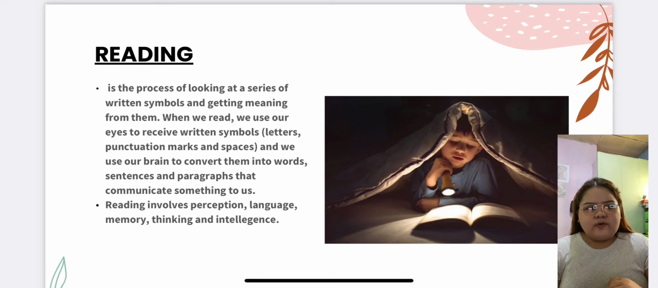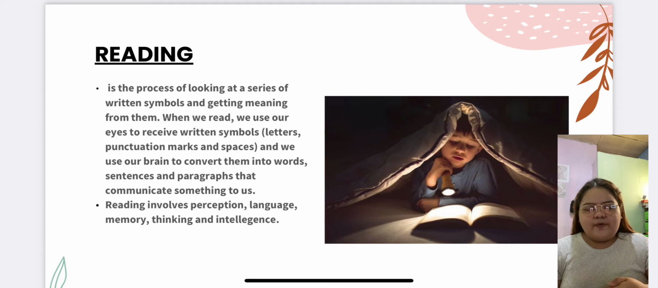So reading involves perception, language, memory, thinking, and intelligence. Of course guys, pag basa ta, kailangan to perception. Also language kay diba dili lang man Tagalog atong ginabasa, dili lang pud siya English. So, kailangan na to nag-involve siya o language.